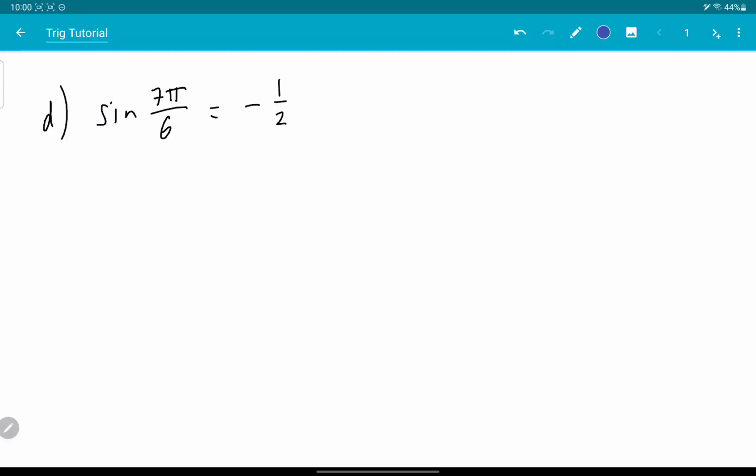Okay, something a bit more serious here. First thing I'll do is situate the 7 pi over 6. So I have to be able to see where that is. So it's a bit more than pi, so this would be pi here. So it's a little bit further. Pi over 6 further. So something like that. Why not? There's my 7 pi over 6.